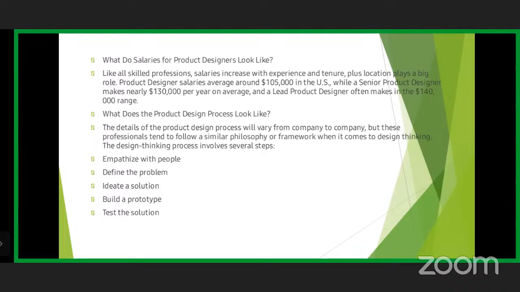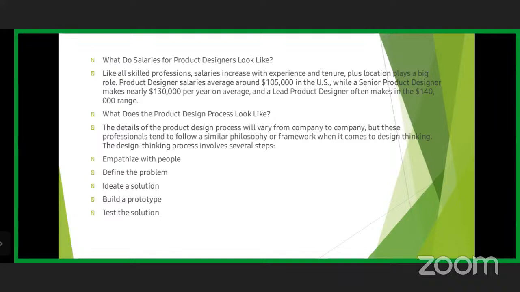Then what are the salaries for a product designer? According to figures in dollars in the US, a product designer's salary ranges from an average of $105,000. That's for a normal designer. For a senior designer, we have $130,000 per year, and a lead product designer is $140,000 and above. So each level of designer has a range.